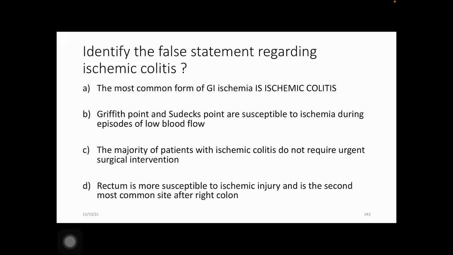Rectum is more susceptible to ischemic injury and is the second most common site after the right colon. True or false? Obviously, the option is completely false because the rectum is supplied by three major arteries, one from the IMA, one from the internal iliac, and one from the internal pudendal artery. So it has a robust blood supply, and it is definitely not susceptible to ischemic injury. So that's a false statement.